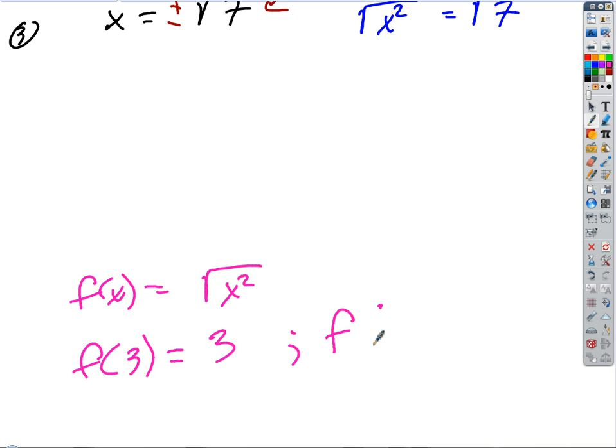Okay, now you're onto something. What if we put in a negative 3? What is negative 3 squared? 9. And the absolute value of 9, we already said, is positive 3.